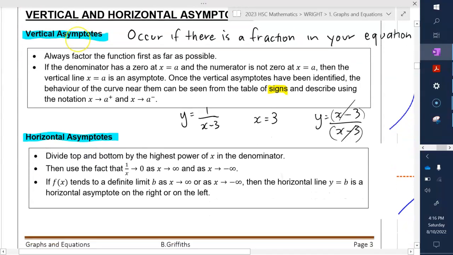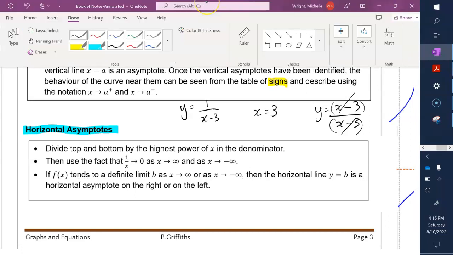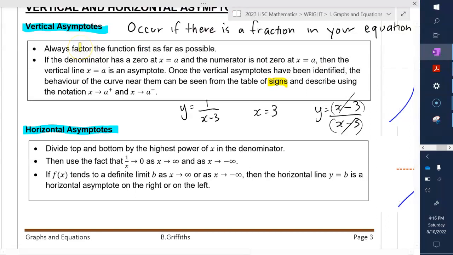Okay. Also, we're going to have a look at horizontal asymptotes. Now, these ones we haven't looked at much before. In order to find a horizontal asymptote, what we need to do is divide the top and the bottom by the highest power of x. And we will have a look at that, and it'll make a little bit more sense when we do an example. And then we use this fact that 1 over x goes to 0 as x goes to infinity. So we haven't looked at that a lot yet.